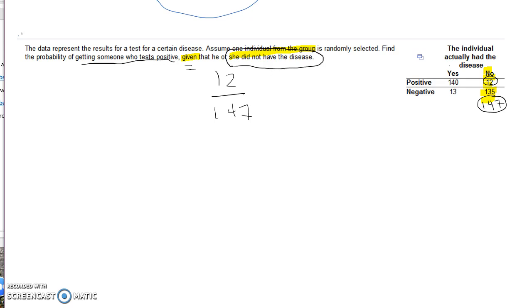a row or a column, just take a look at that row or column, find the number that you're looking for, and put it over the total of what it says is given.